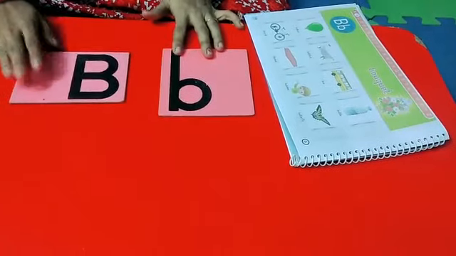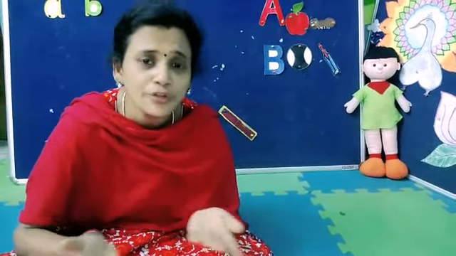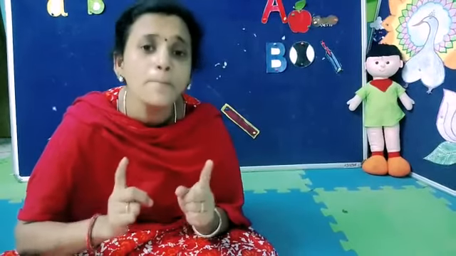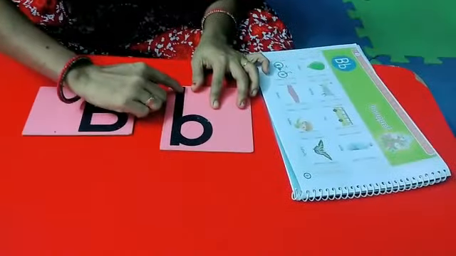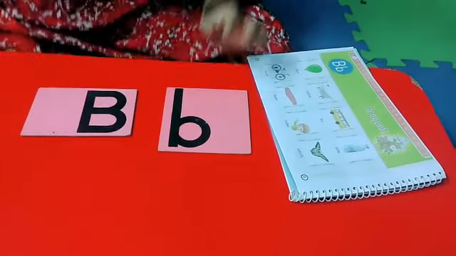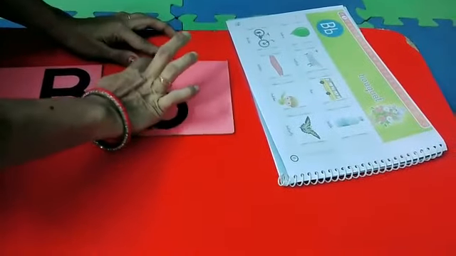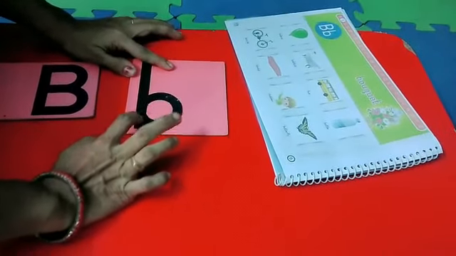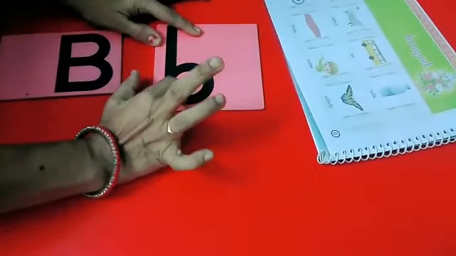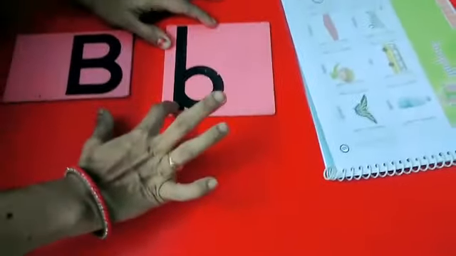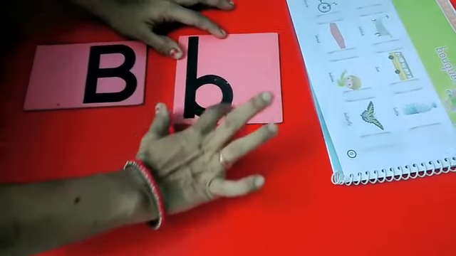Okay kids, next let's see our new friend. Who is our new friend today? Small letter B. Come on, see here how to trace the small letter B. First, you have to put a standing line. See here, you need to put a standing line. Then you have to do the reverse C. Standing line, then you put a reverse C.